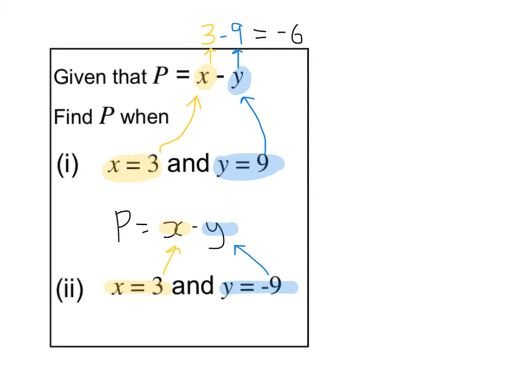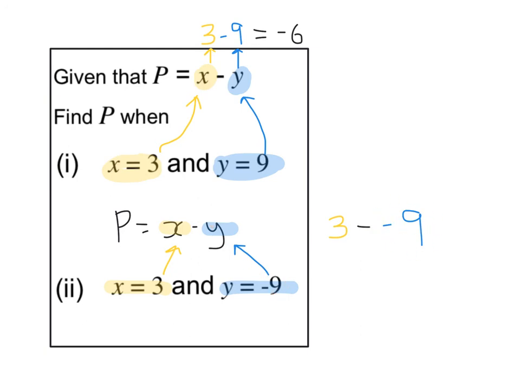So that's going to be 3 minus -9, because we put the 3 into here, minus, and then the -9 into here.